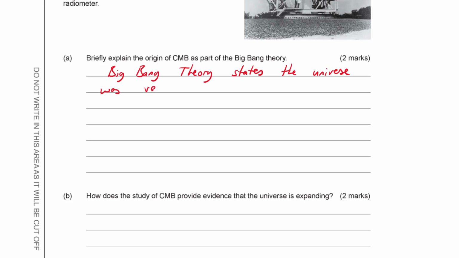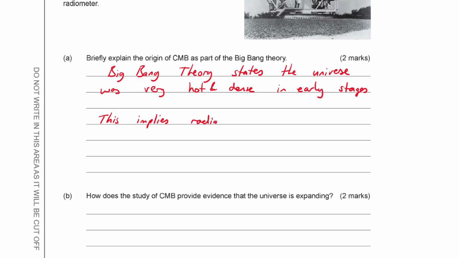The first question is asking to explain the origin of the cosmic microwave background radiation as part of the Big Bang Theory. So you do need to talk about how the Big Bang Theory actually predicts the cosmic microwave background radiation. So the angle that they've approached is to say, well, look, the Big Bang Theory states the universe was very hot and dense in its early stages.